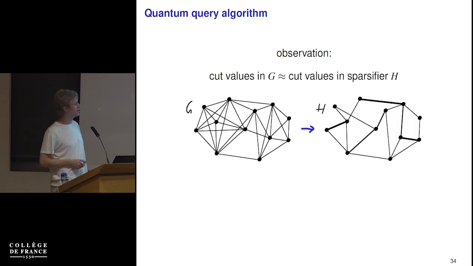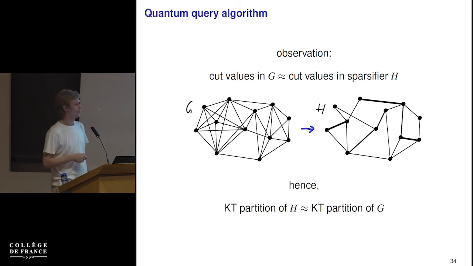Now, one thing that you can do is observe that this concept of a sparsifier approximately preserves all the cut values in G. Hence, it also preserves all the approximate or near minimum cuts of G. And so if we construct the KT partition of the sparsifier, then we actually get an approximation of the original graph G which is sufficiently good for our purpose.